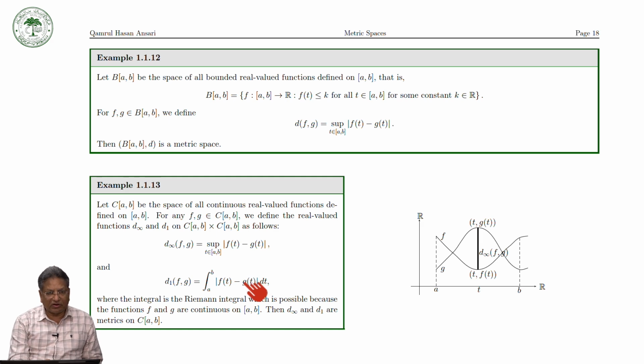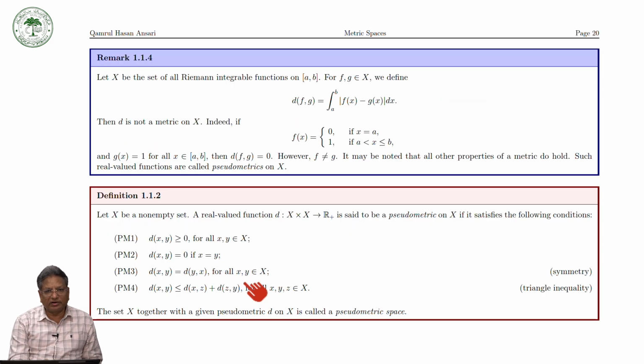So instead of taking C[a,b], let us consider X. Let's consider X is the set of all Riemann integrable functions on [a,b]. Not necessarily are the elements of X continuous. And then for any f or g in X, d is defined in this way: d(f,g) is equal to the integral from a to b of |f(x) minus g(x)| dx.